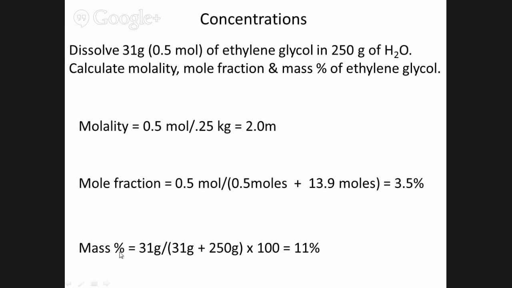And then here, our mass percent, 31 grams of the ethylene glycol divided by the total grams, in this case, times 100 gives us our 11%. And then later on, we'll look at grams per milliliter or even grams per liter for other percentages of concentration. So some other examples of calculating concentrations, but we'll do molarity the most, moles per liter of solution.